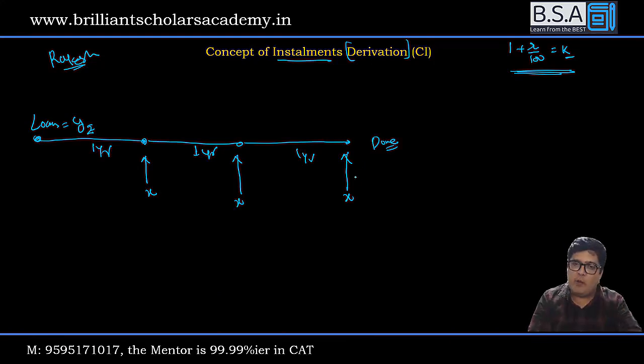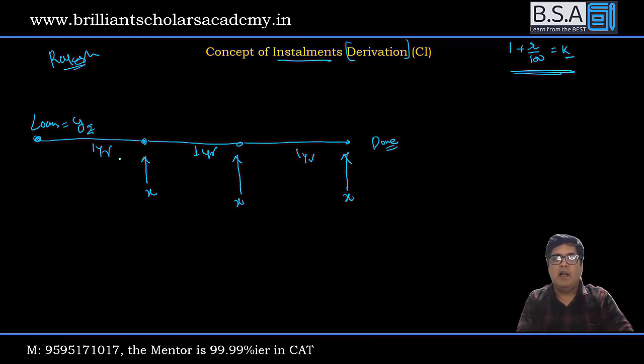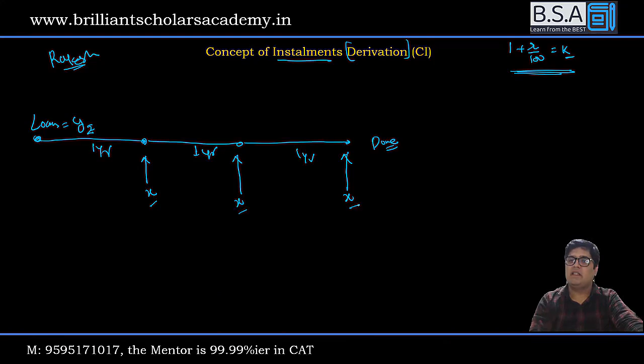So what kind of language will be used? A loan of Y rupees was paid back in 3 annual installments at R%. This way of calculation is also called the reducing balance approach.